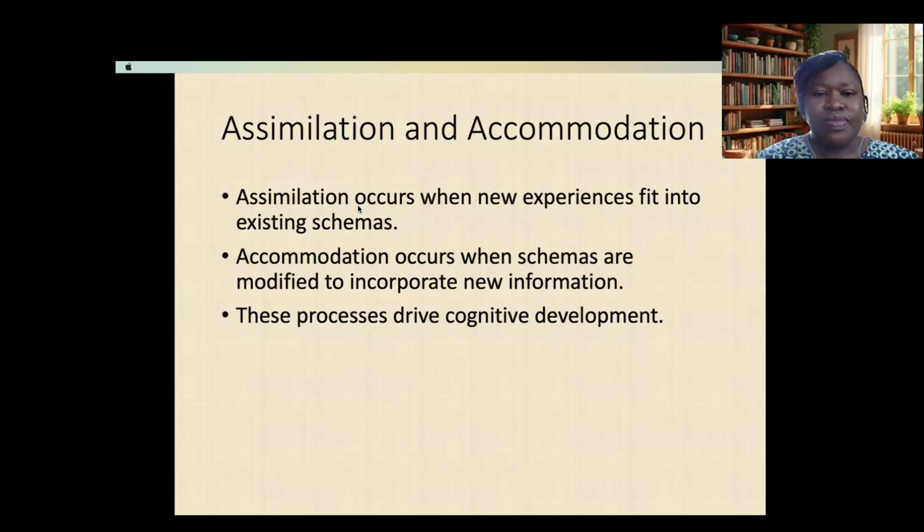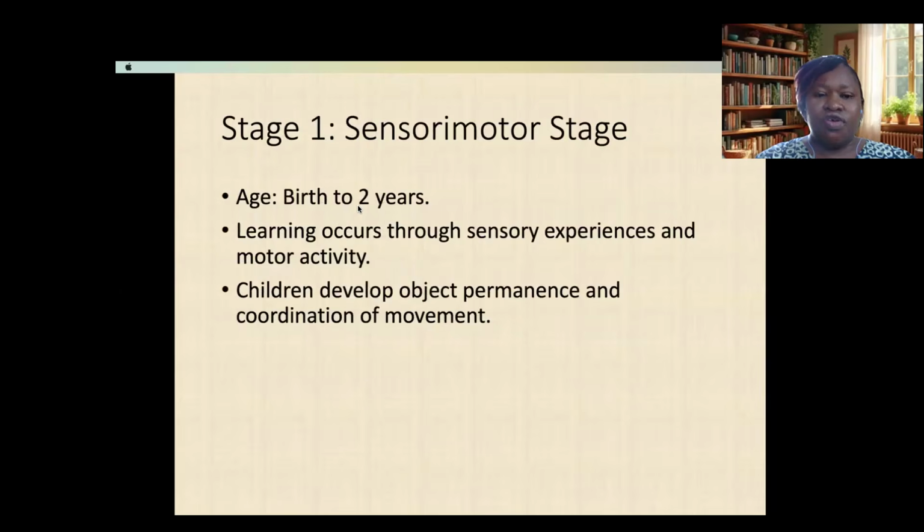So for Piaget's theory, there are four stages to the theory. The first one is the sensory motor. I'm sure I mentioned this passively last week. For sensory motor, it occurs between the ages of birth to 2 years. Here, learning occurs through sensory experiences and motor activities. Also, children develop object permanence and coordination of movement.